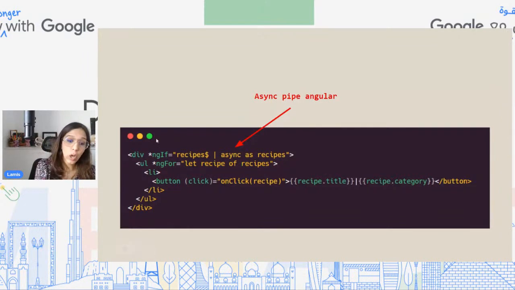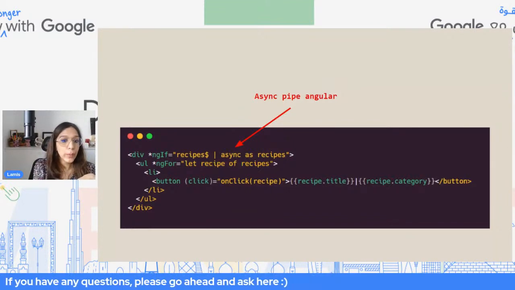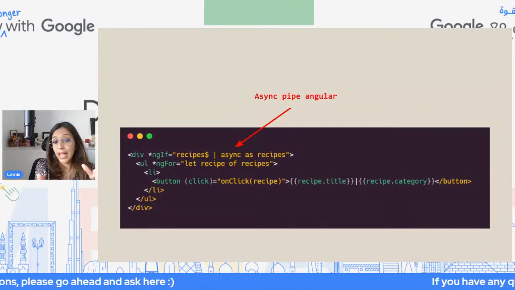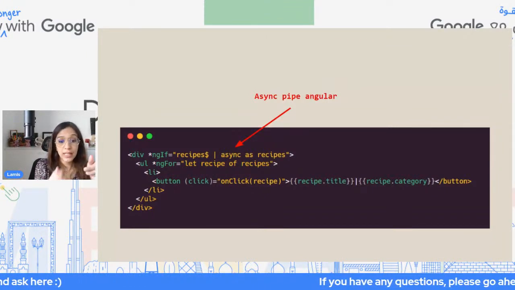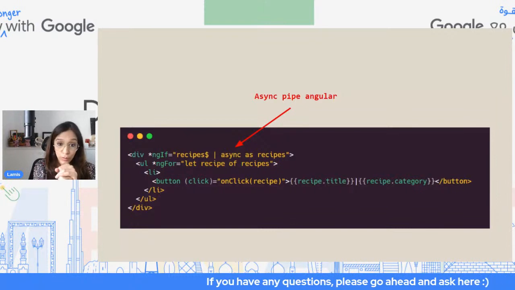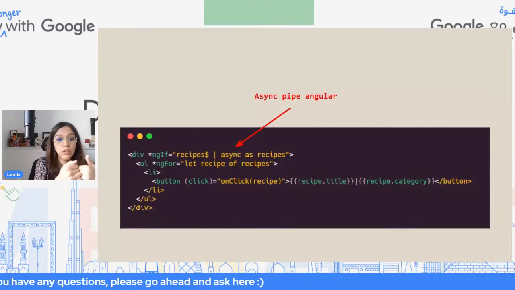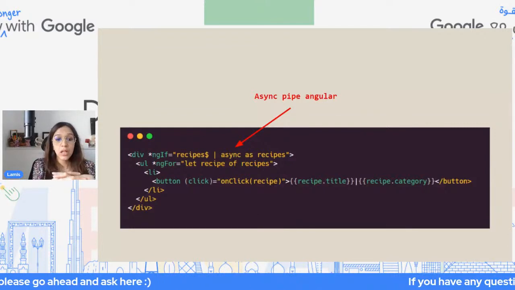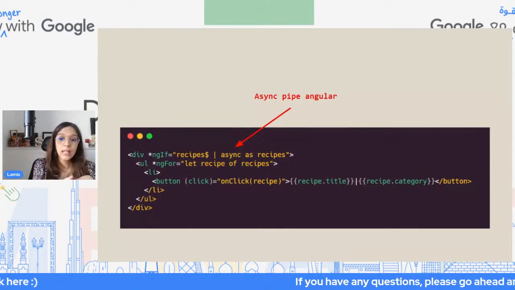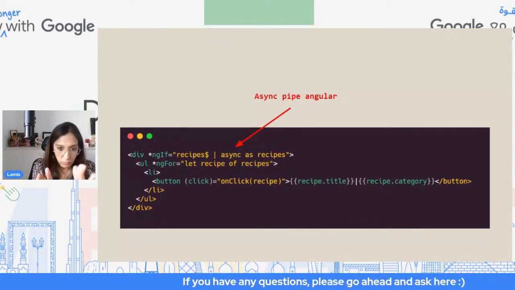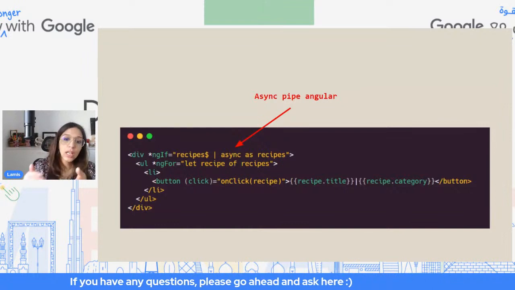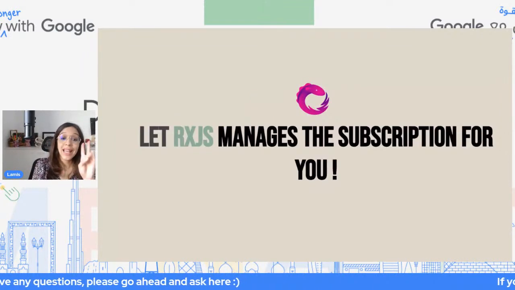So if this component gets destroyed in the Angular component lifecycle, then the async pipe will trigger the unsubscription from this observable. So this is very good and very healthy. If you're using the observable in the template, then just use the async pipe. It will manage the unsubscription and the subscription for you.